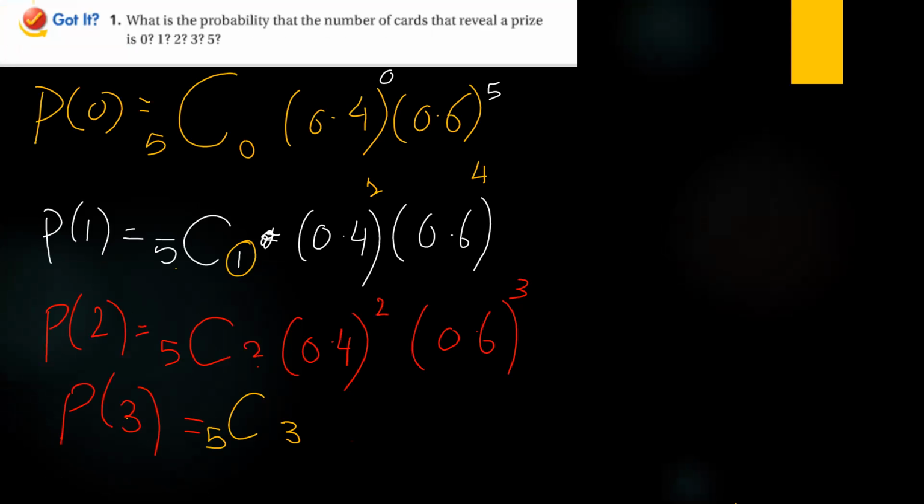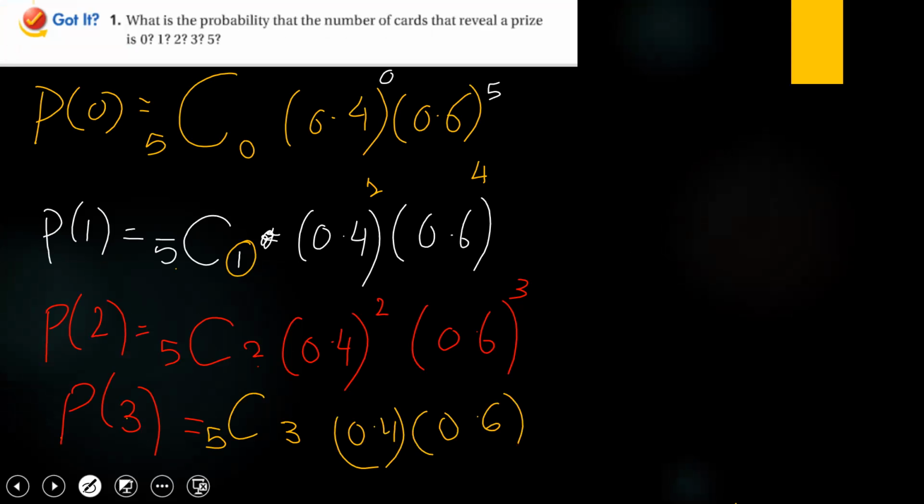Then 0.4 times 0.6. Now 0.4 raised to the power what? What is the power that I have to raise? 5 minus 3. So 0.4 to the power 3 and 0.6 to the power 2.